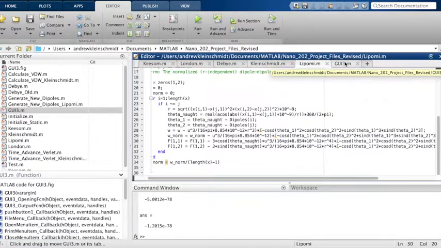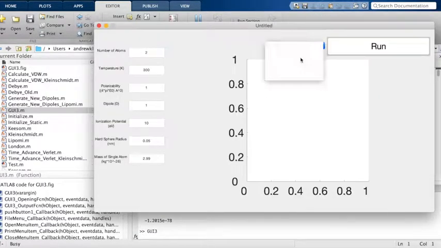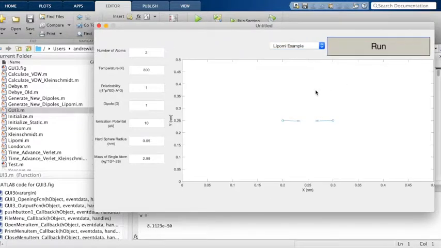So if we want to look at how this actually runs, we can go to the Lipome example. And this should look something like that: 2 static dipoles that you'll be coding in your actual assignment. They're just going to flop around for a little while. We'll watch them. We'll see how well they orient with each other.